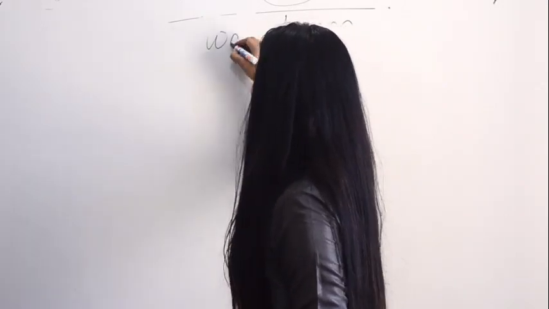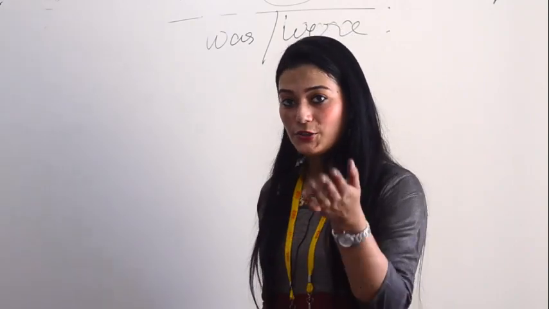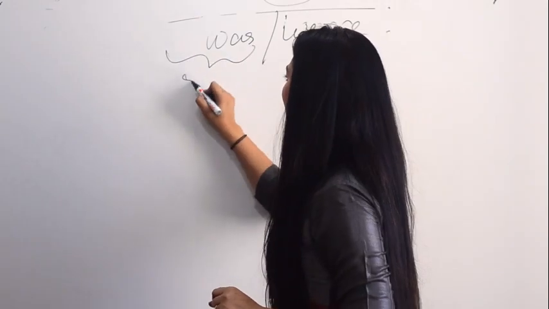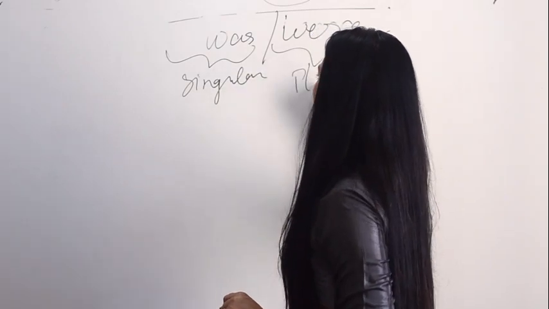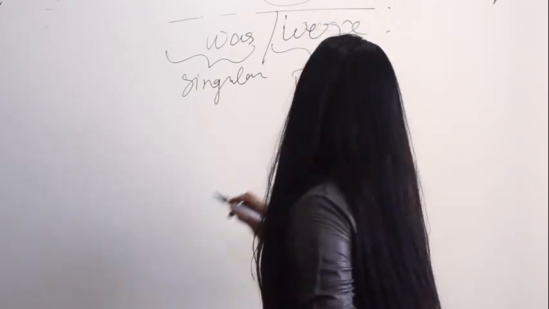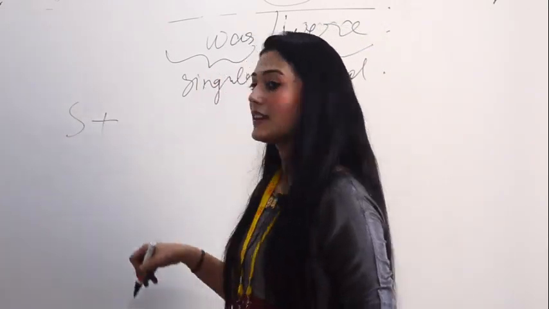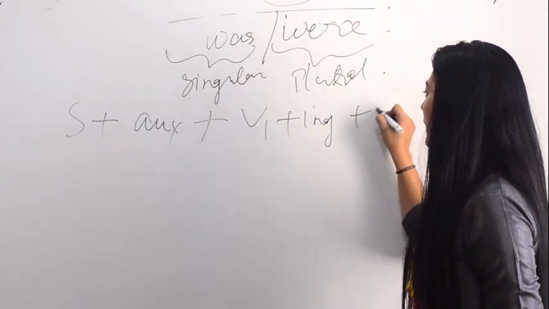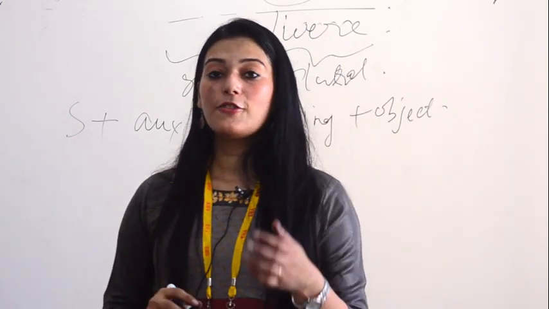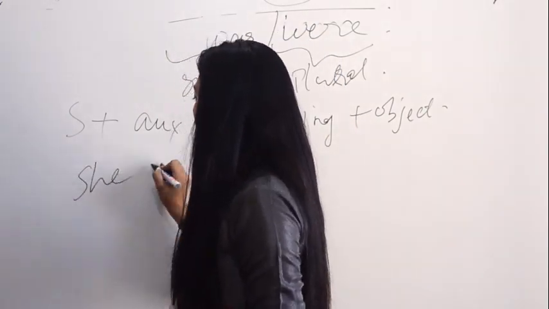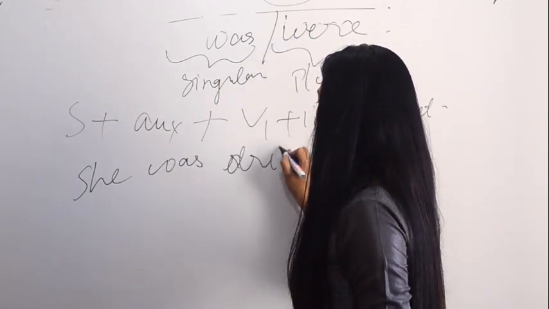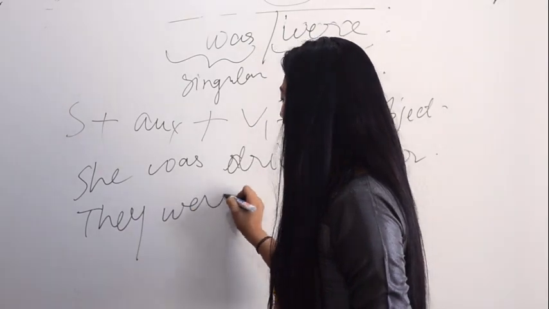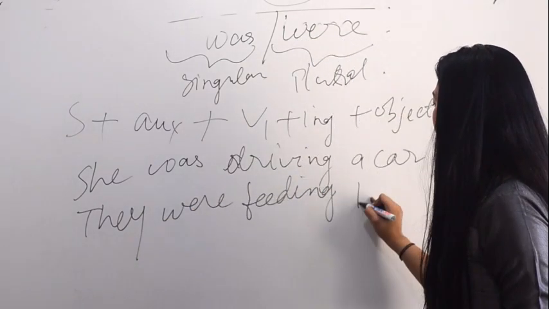Auxiliaries are was and were. You tell me, was will take what kind of subject? Singular. Singular, and were will go with plural. Alright, let's see the structural formula. Subject plus auxiliary, that will be was or were, plus V1 plus ing form plus object. Alright, for example, she was driving a car. They were feeding puppies.